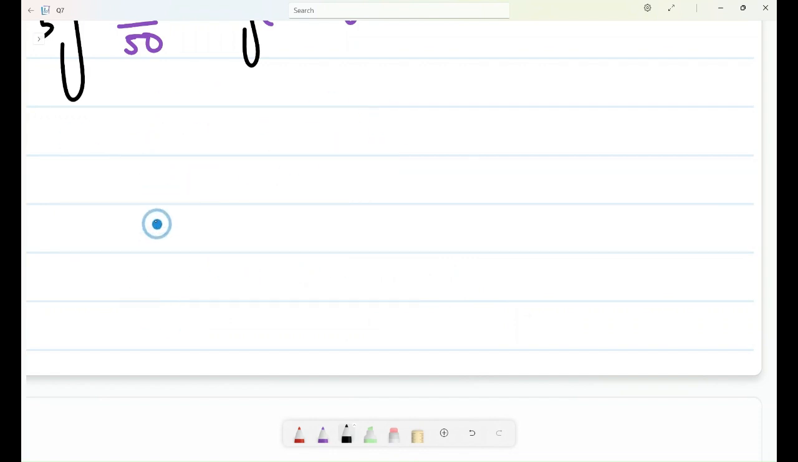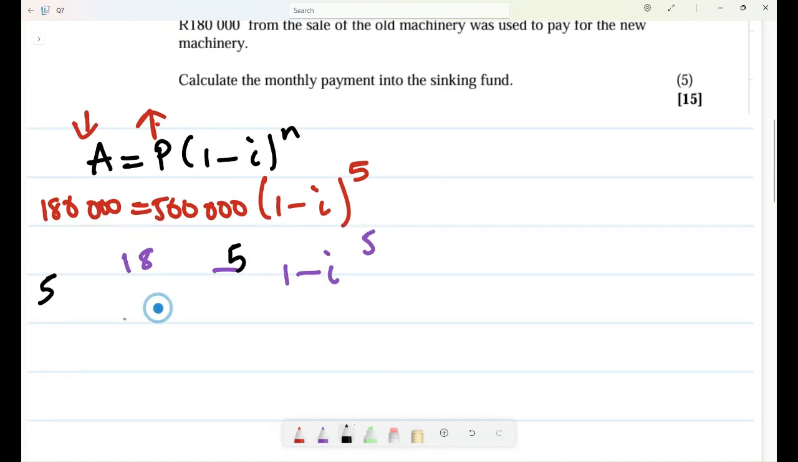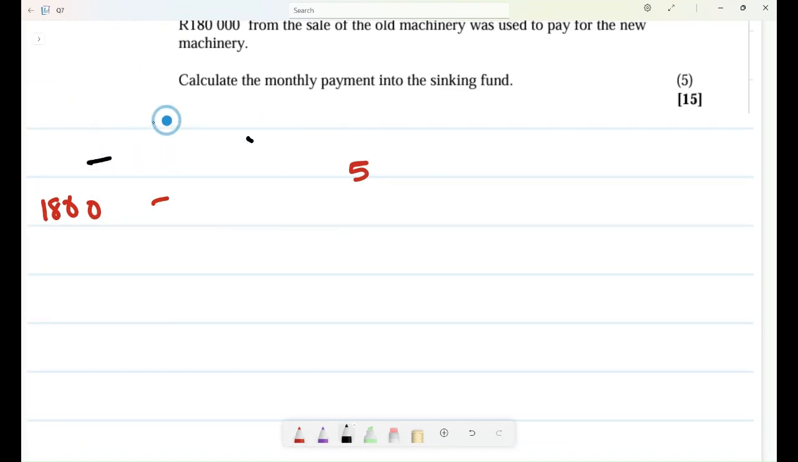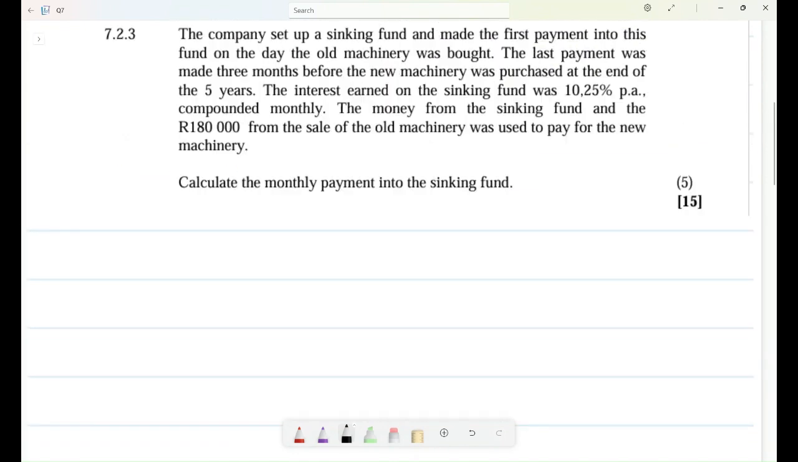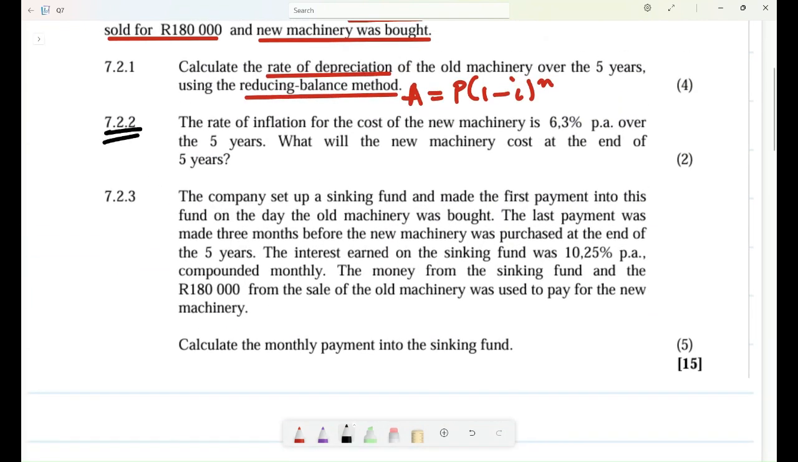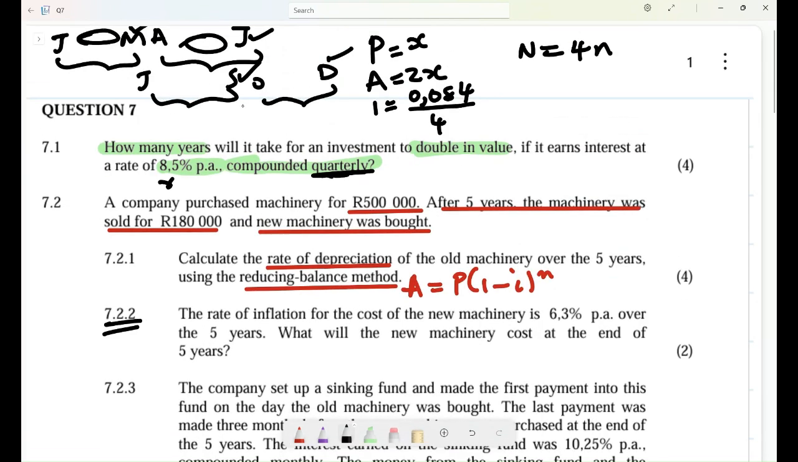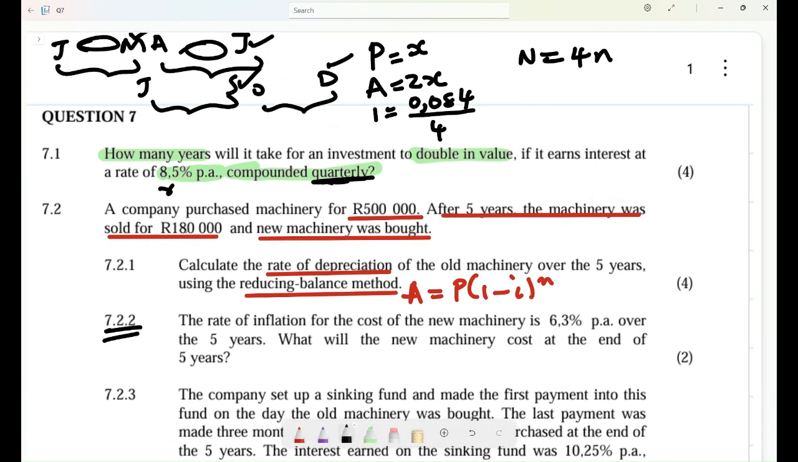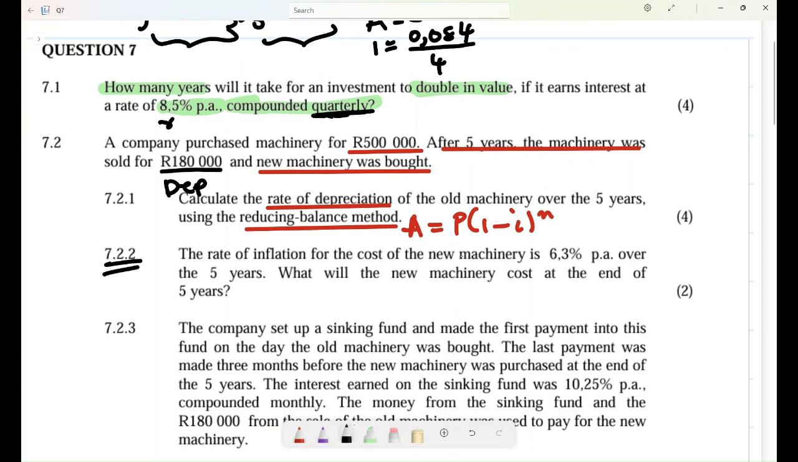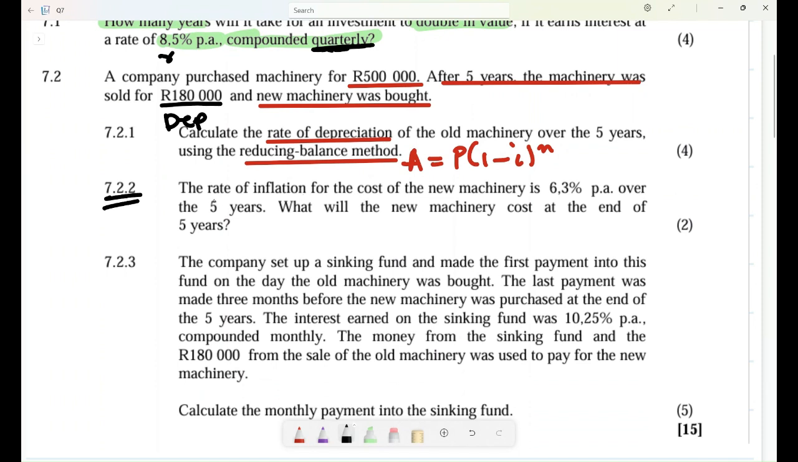Now, question 7.2.2. The rate of inflation for the cost of the new machinery is 6.3, right? Remember, this was the depreciation value. So let's find the inflation value. The rate of inflation for the cost of the new machinery is 6.3% per annum.